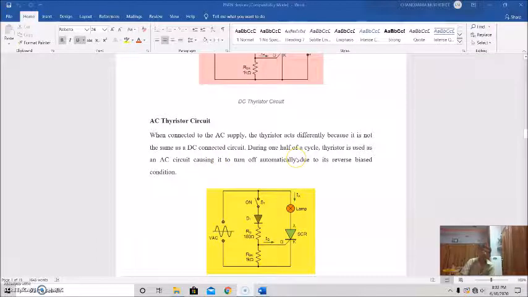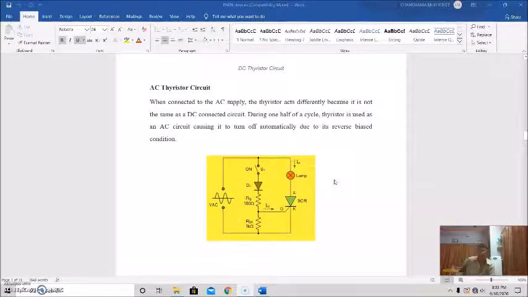Connected with AC supply, the thyristor acts differently because it is not the same as a DC connected circuit. During one half of a cycle, the thyristor is reverse biased in an AC circuit, causing it to turn off automatically due to the reverse bias condition. When we see the turn off technique of natural commutation process, it will be clear to all of you.